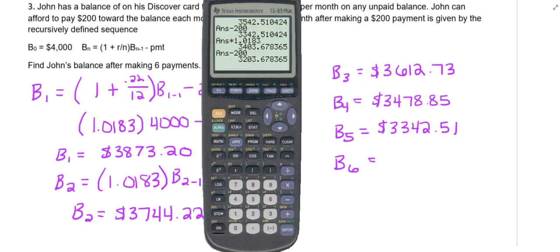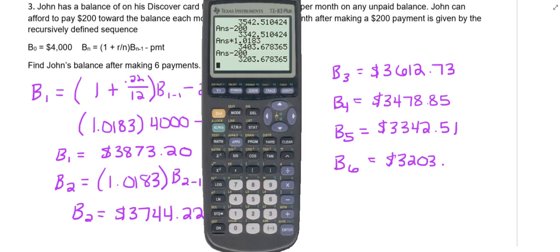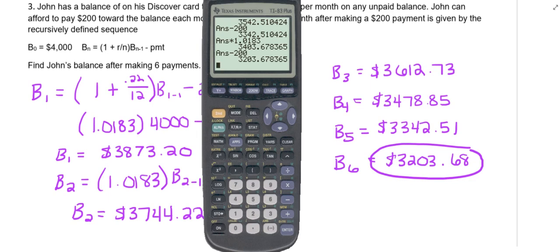So $3,203.68. Okay, so his balance after 6 months is $3,203.68. So he spent 6 months paying $200, so $1,200 from an original balance of $4,000, and he really only made leeway of, let's see, $796.32. So let's see how much he paid in interest there.